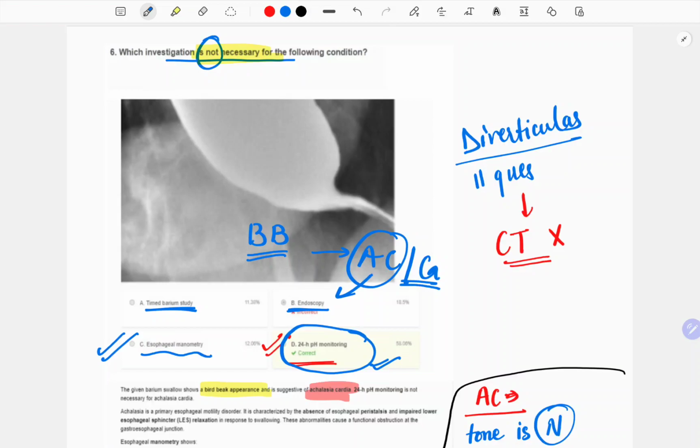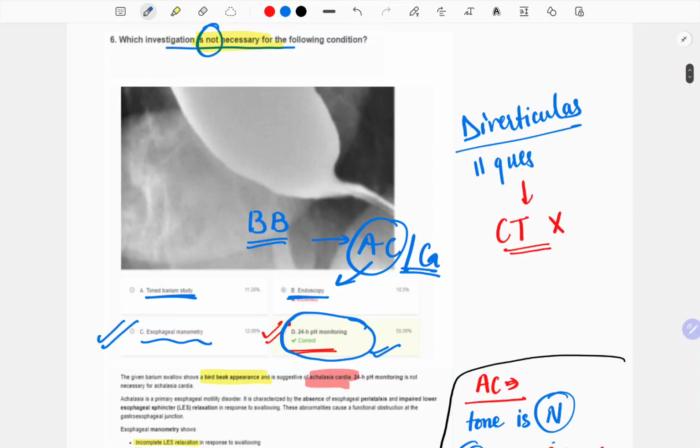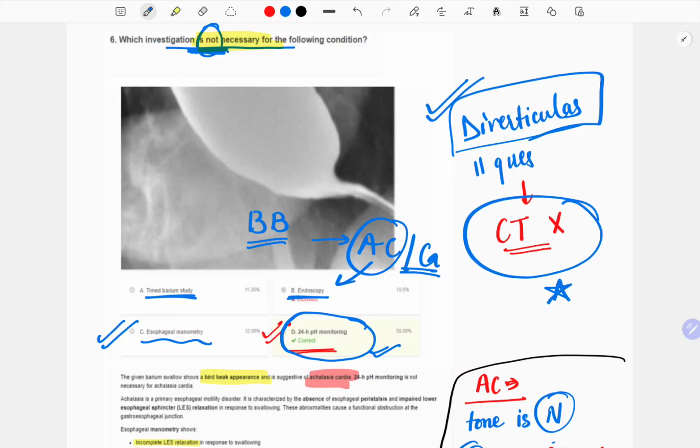So this question could be answered by excluding the option. See, these types of questions, that is, which is not necessary, are specifically being asked in recent times. Similarly, a potential question can be from the diverticular section where they will ask which investigation is not at all necessary for that condition, and the answer would be CT. Just remember it, it is very important.